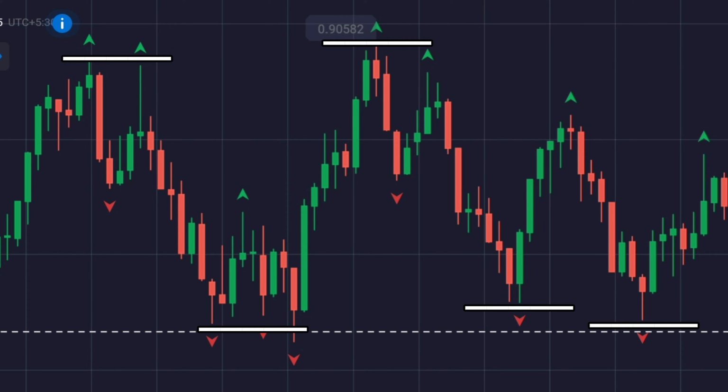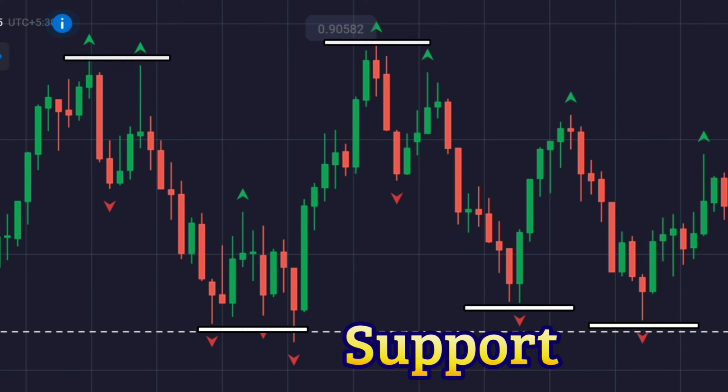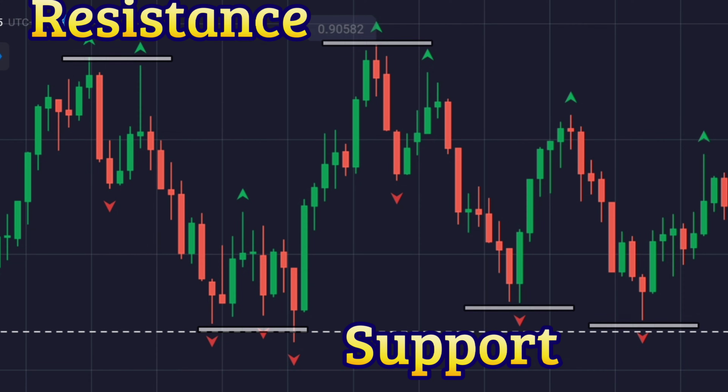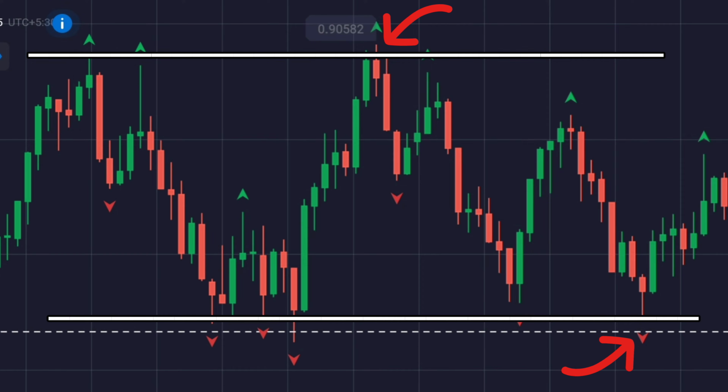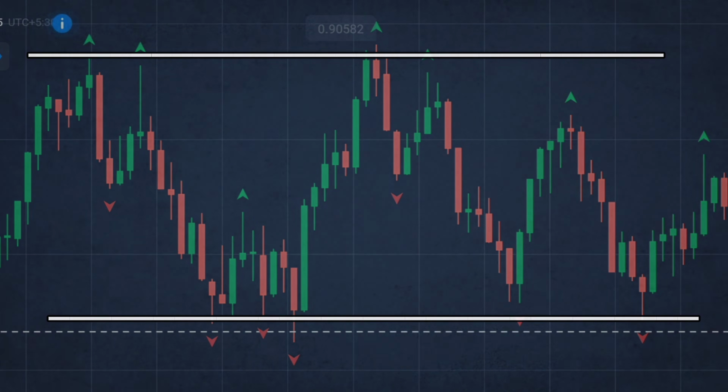The bullish fractals indicate the potential support level, and the bearish fractals indicate the potential resistance level. After finding the price levels, we need to draw a trend line to find the reversal point of the market. Here, these 2 points are the reversal point, because the previous fractal indicates the support and resistance levels.